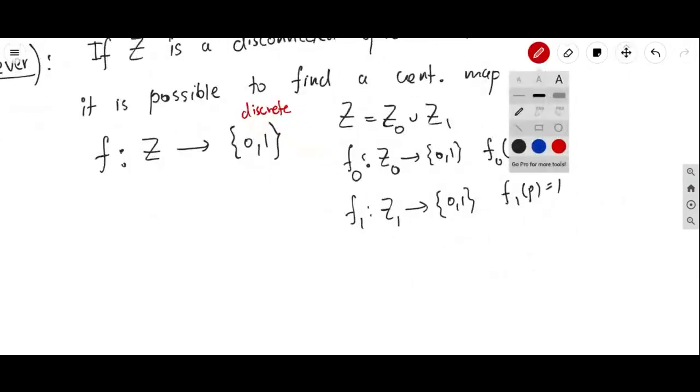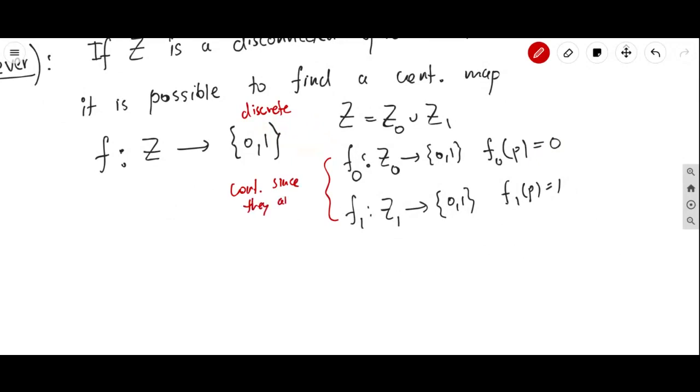Okay, so these are continuous, since they are constant maps. Constant maps are always continuous, because if you pick an open subset of {0, 1}, if the subset does not contain 0, the pullback is empty, which is automatically an open subset. If it contains 0, then the pullback is Z0, which is an open subset of Z. So constant maps are always going to be continuous.